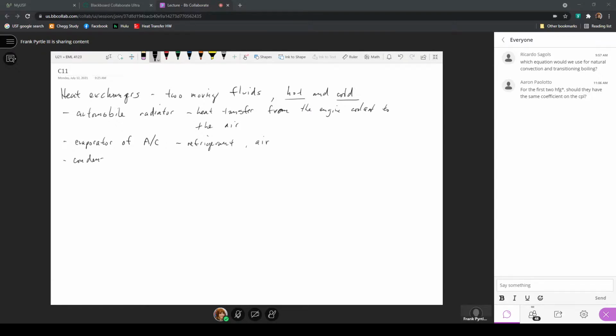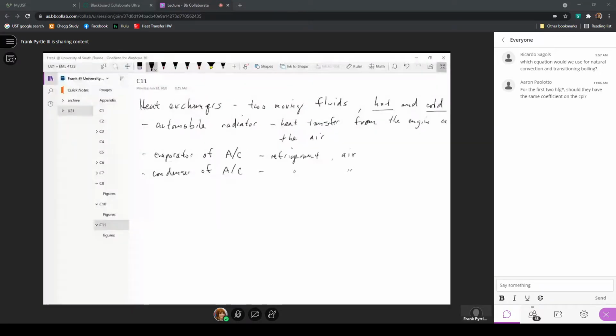In the condenser of your air conditioning unit, again, you have refrigerant and you have air, but in the condenser, the refrigerant is the hot fluid and the air is the cold fluid. So just like the automobile radiator, the refrigerant is going to give up its heat to the air that is flowing through it. We'll classify the types of heat exchangers, but no matter what the classification is, in a heat exchanger, we are giving up heat from the hot fluid and absorbing that same heat into the cold fluid.